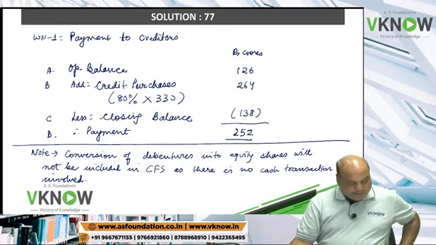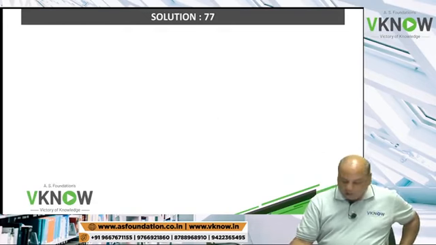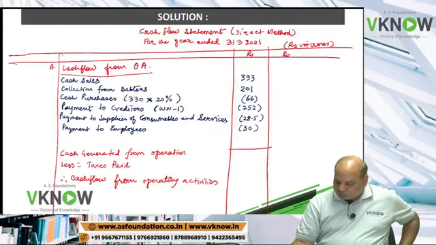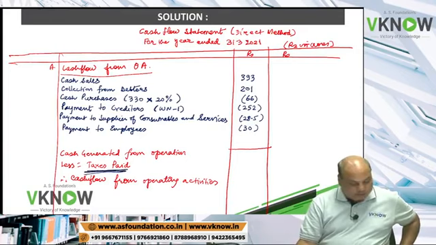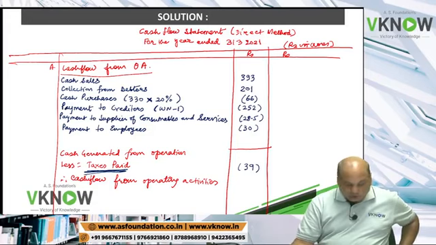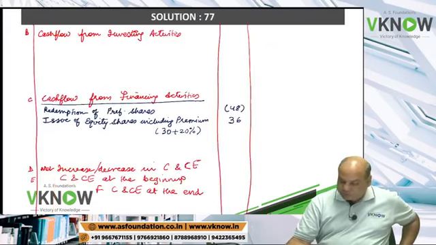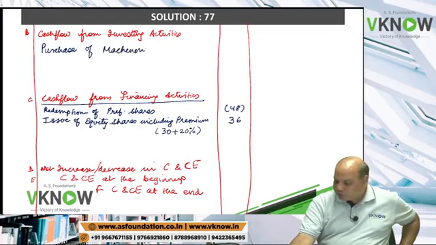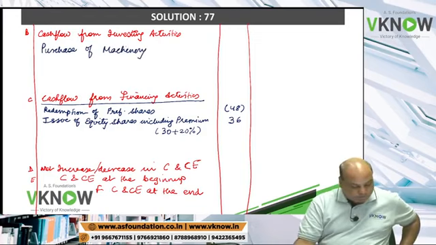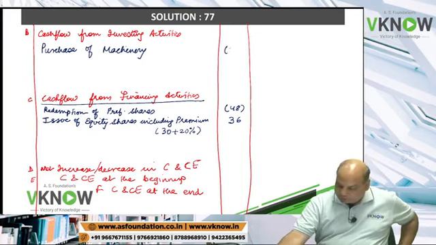Next point, 39 crore was paid by way of income tax. Come to operating activity. Here it is written tax paid 39 crore. A new machinery costing rupees 15 crore was purchased. This is investment activity. So you will write purchase of machinery 15 outflow.